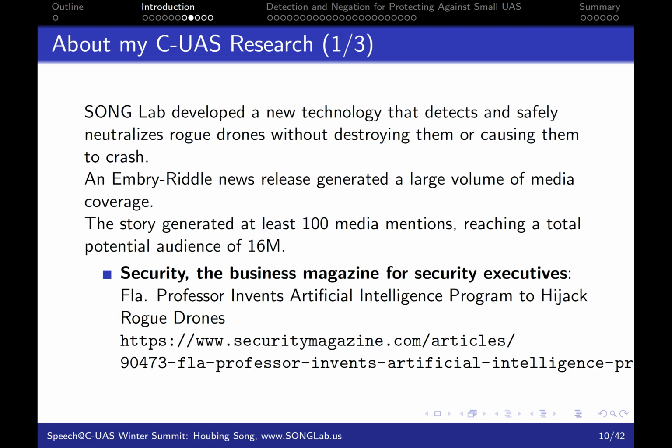This story generated at least 100 media mentions, reached a total potential audience of 16 million people. So here, for example, the Security Business magazine for security executives: a Florida professor invents AI program to hijack rogue drones.